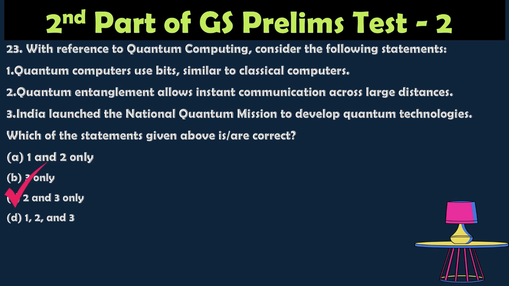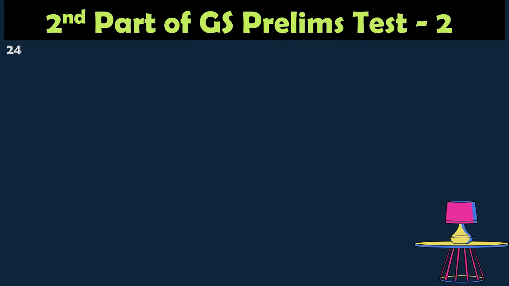The correct statement is 2 and 3 only, because quantum computers use qubits, not bits. They are different from bits, as qubits allow superposition and also entanglement. So statement 1 is incorrect. The other two statements are correct, because India launched the National Quantum Mission to develop quantum technology. Quantum entanglement allows instant communication across large distances.